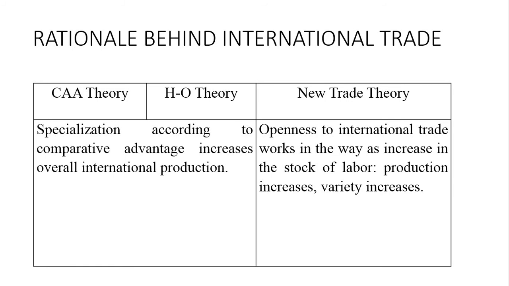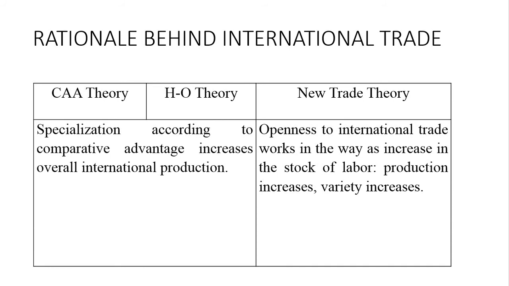When it comes to the rationale behind international trade, if I'm allowed to define anything like this, under the theory of comparative advantage and Heckscher-Ohlin theory, specialization according to comparative advantage, regardless of its nature, whether it arises from differences in technologies or differences in factor abundance, increases overall international production. So the Ricardian model did not really concentrate on the implications of international trade for different groups of stakeholders. We just underlined that total international production increased.